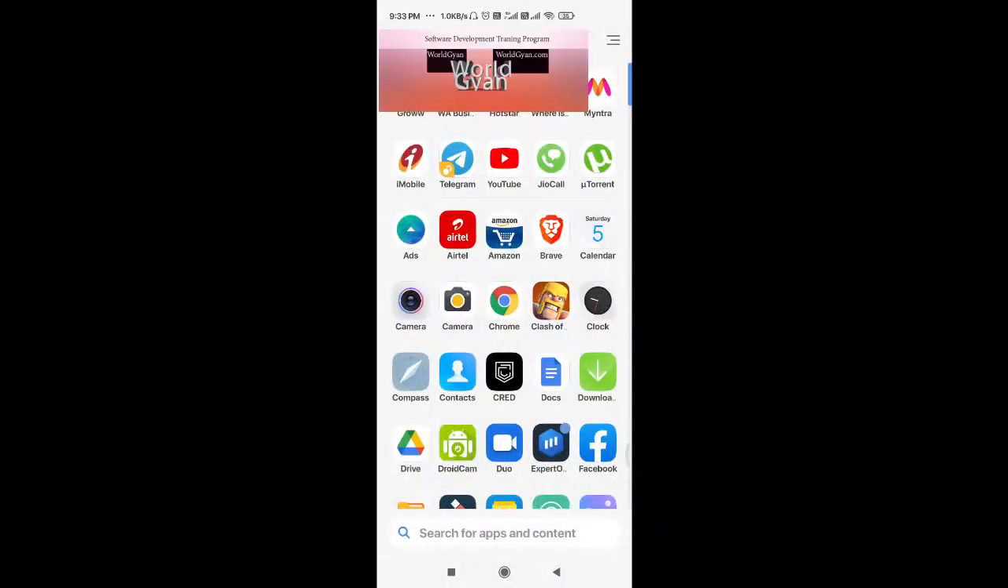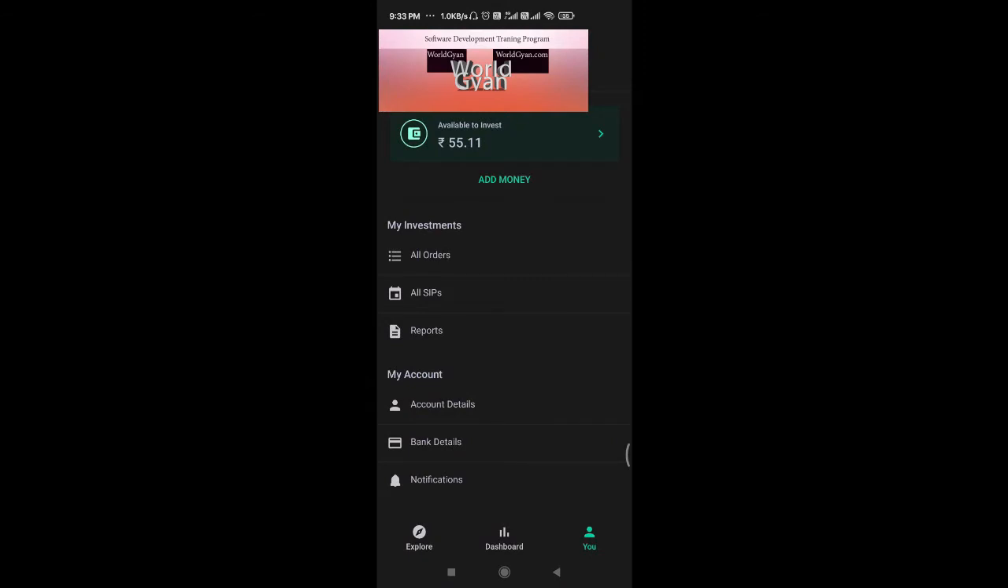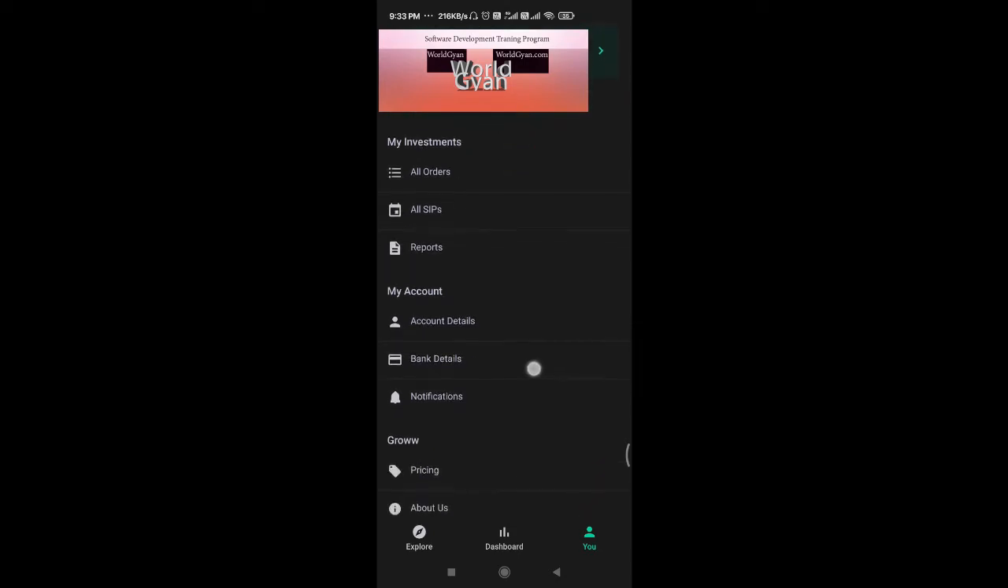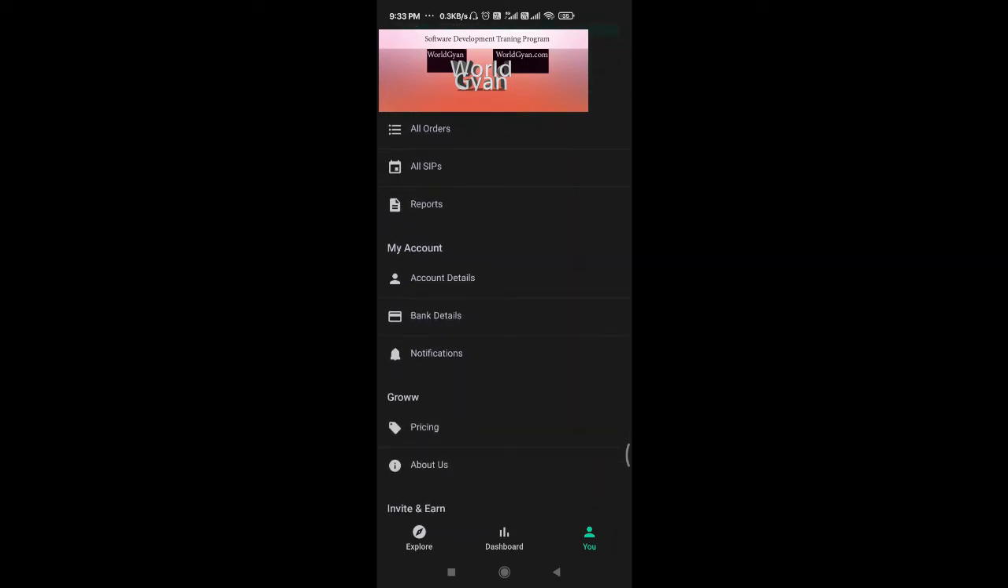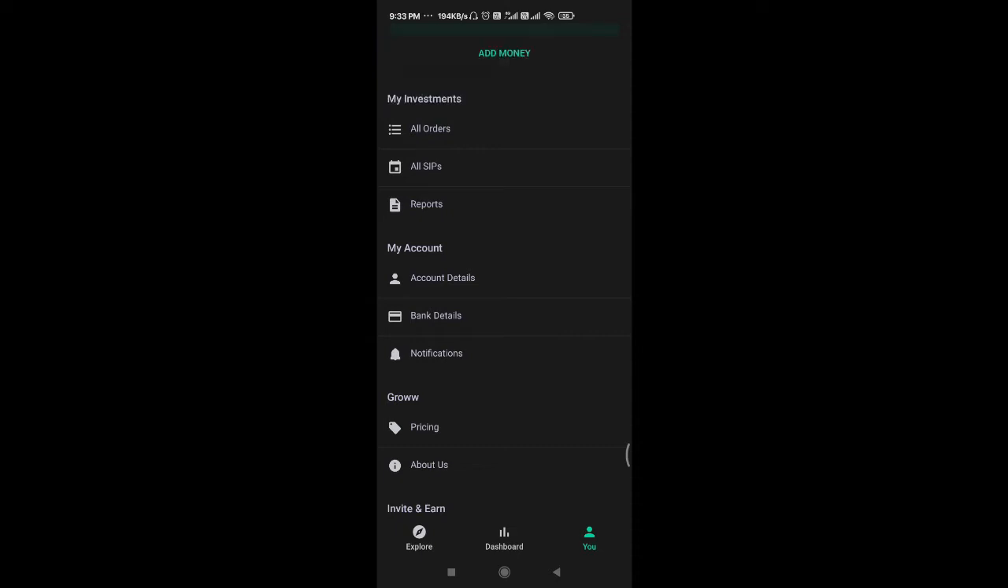So this is the Grow app. And you can notice that currently I have 55.11 in the wallet in the Grow app to invest. Okay. So this is a very simple interface you can look at, and here the account detail and bank details. Bank detail is basically one account number should be added. So whenever you withdraw your money, you can receive that money in that particular bank detail.